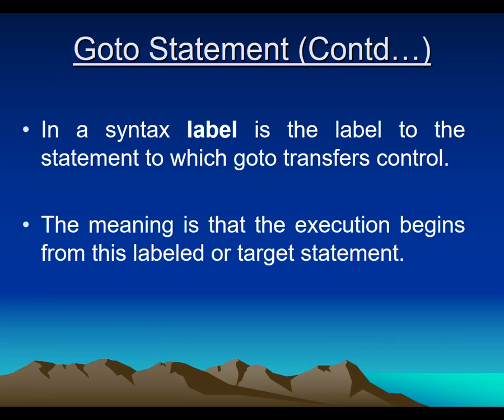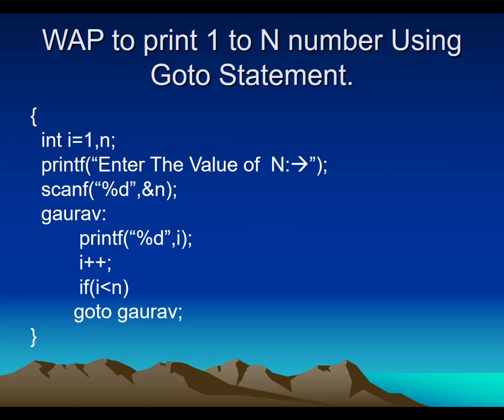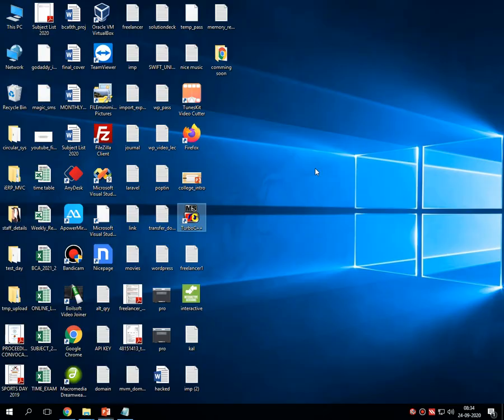Now in the syntax of go to statement, label is the label to the statement to which go to transfers the control. The meaning is that execution begins from this particular label or targeted statement. Now let's write the first program using go to statement.